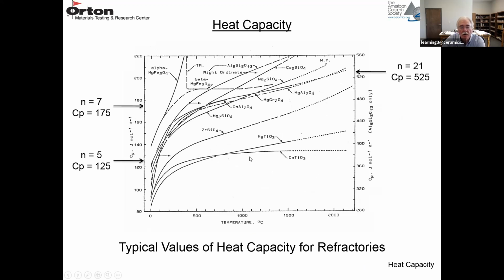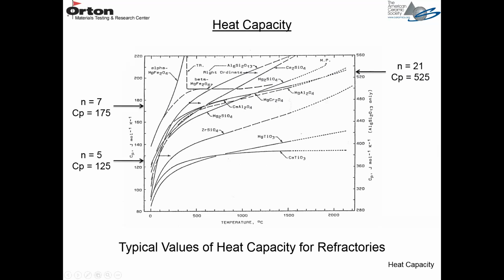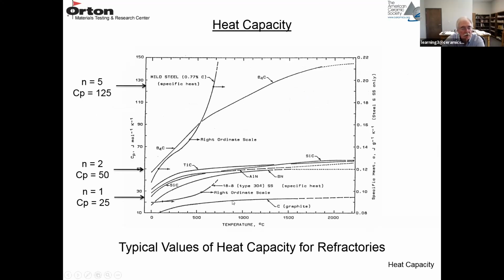And then for some other refractory materials, like calcium titanate, where n equals 5, it's roughly 125 for the heat capacity. For n equals 7, that might be one of these different spinel structures. Here's your magnesium aluminate spinel. It's roughly 175. And then for more complicated materials like mullite, where n is 21, the heat capacity is 525. So there's a different scale on this side. So it's about 125 there. So it's an empirical law that holds fairly well.